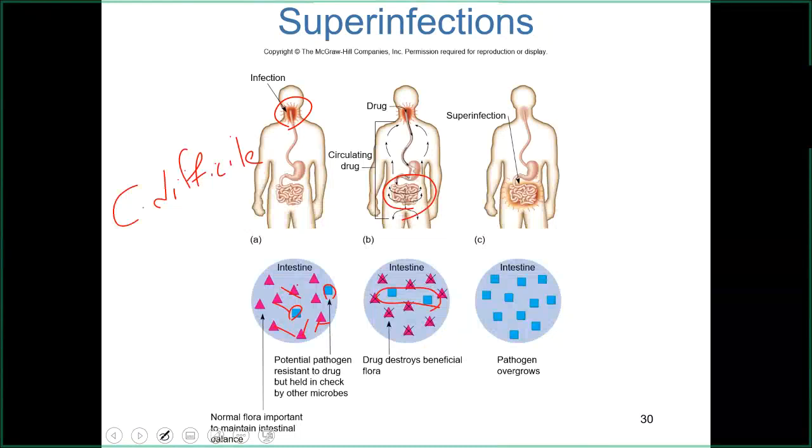So one species is wiped out. The other one is now freed from inhibition, and it takes off. And look what happens. Hey, you've got a gut infection now. Right, that's super infection. That's a second infection that results from having taken a drug which has altered your microbial flora in your gut. That's what that is. That's one of the possibilities when you take antibiotics, that sort of thing happening. All right, so there's that.